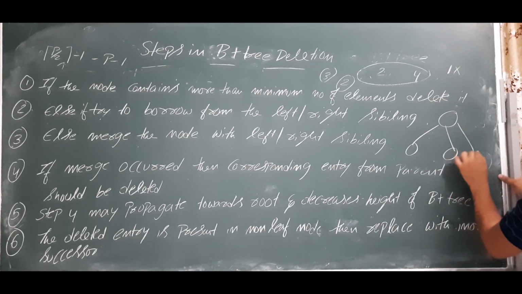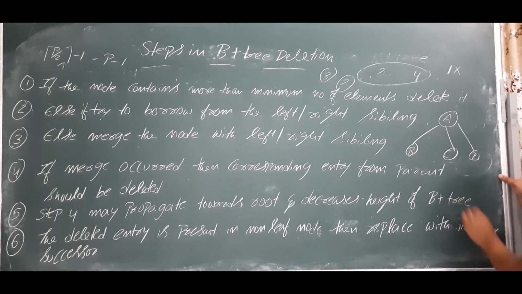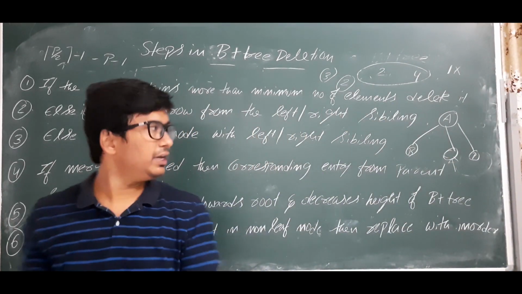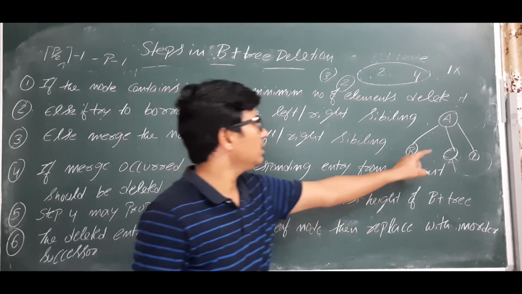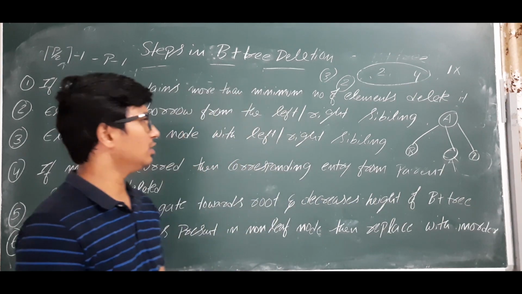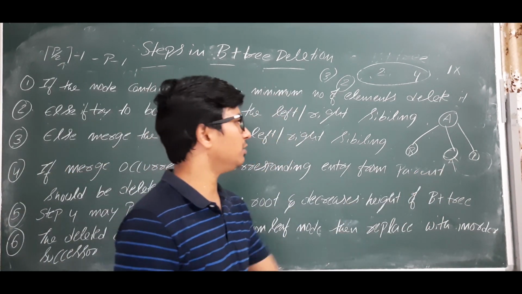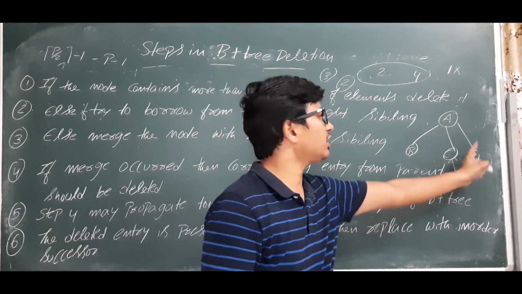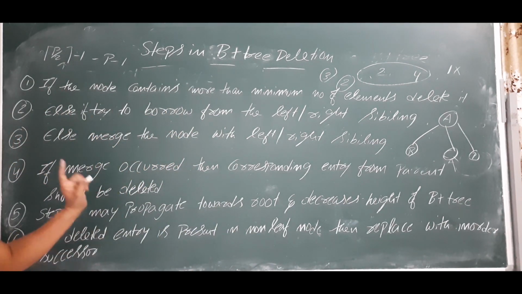Let's take that I have 4 nodes A, B, C, D. For node C, B and D are the left and right siblings respectively. So for C, the left sibling is B and the right sibling is D. If C has less than the minimum number of elements, it will try to borrow from B. If it is not possible, it will try to borrow from D. That is what I want to say in point number 2.